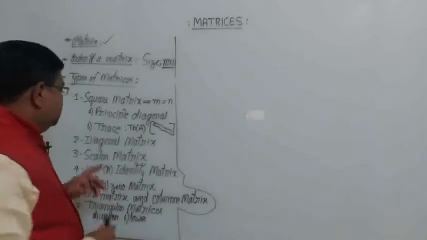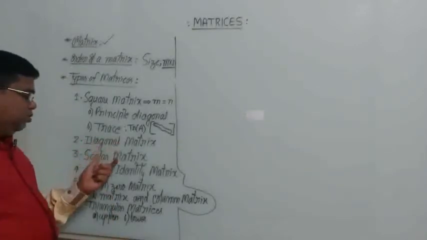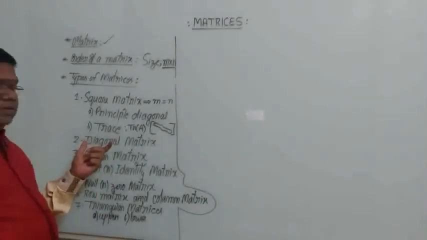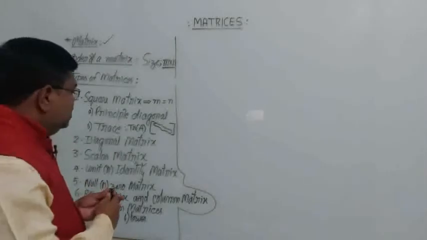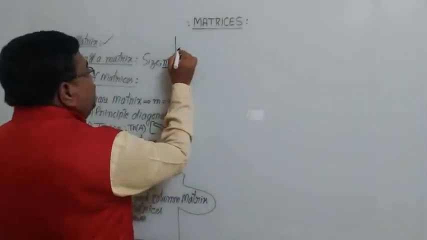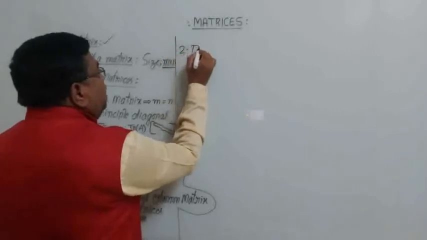Now in this video I will cover the rest. What is meant by a diagonal matrix? See here, the second one is the diagonal matrix.